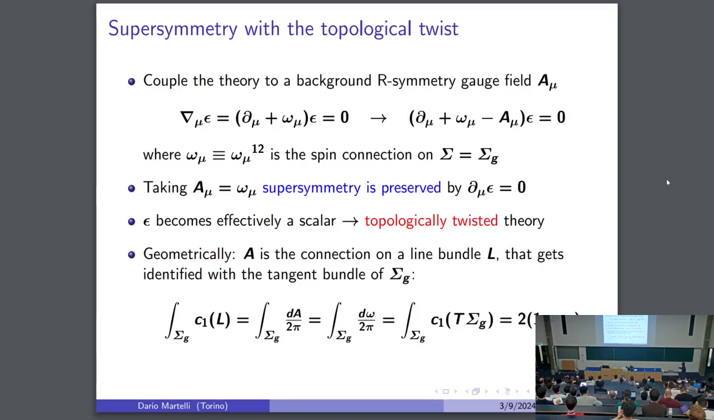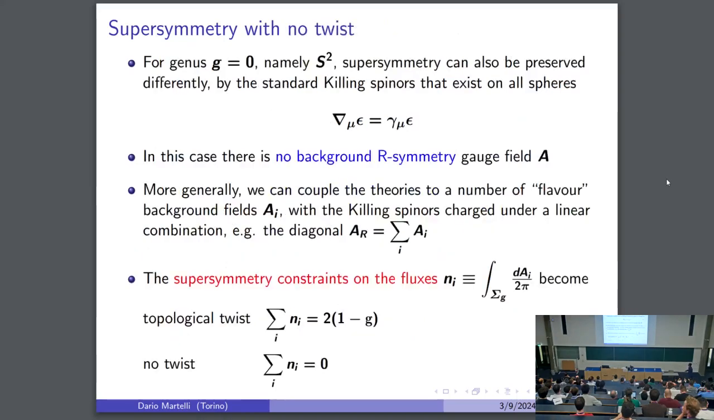A little bit more geometrically, this gauge field is a connection on a line bundle that gets identified with the tangent bundle of the Riemann surface. Through this chain of identities, one can see that the constraint that the flux of this gauge field has to satisfy is given by this number here, which involves the genus of the Riemann surface. Let me draw your attention to the fact that for G equals 0, that is the two-sphere, this number has to be equal to 2 in my conventions, which are the standard conventions.